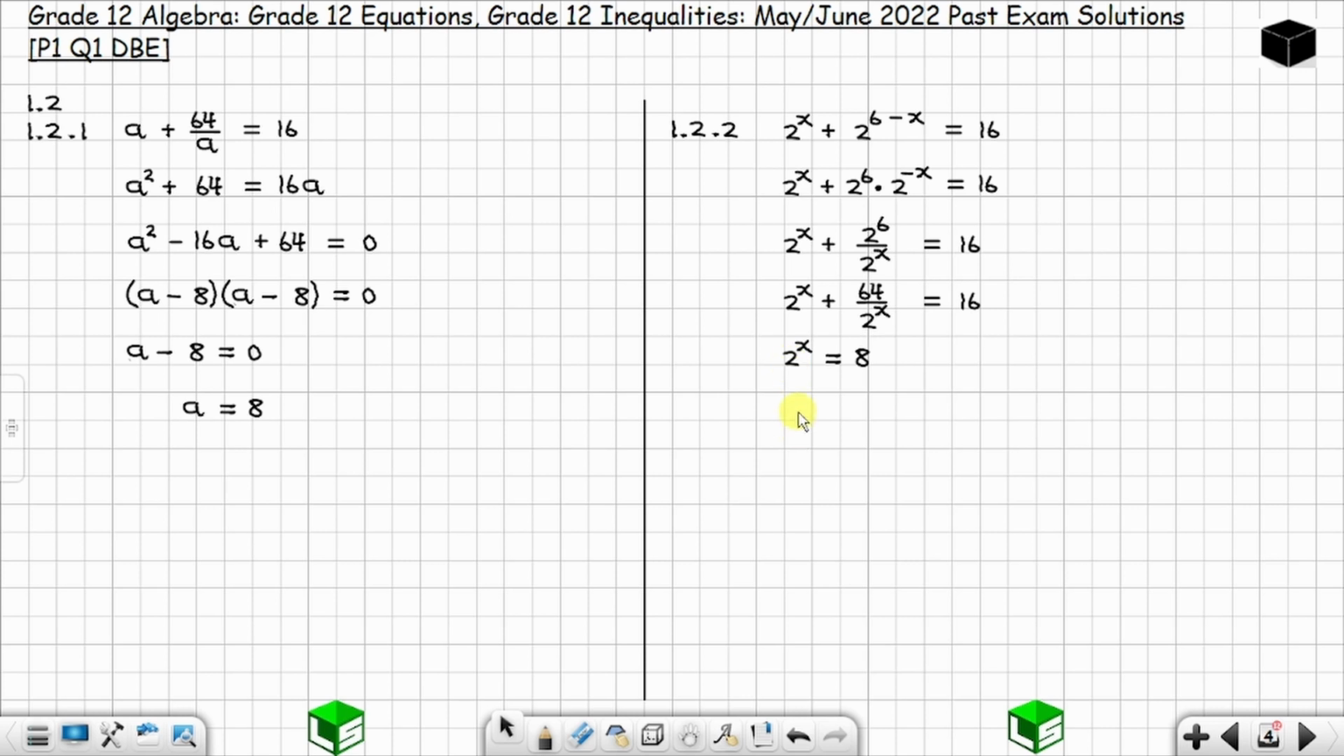And from here you have 2 to the power of x is equal to, this can be written as 2 to the power of 3. I want to have the same bases, okay? Now, when the bases are the same, you are going to equate your exponent. So x is equal to 3, okay? You have solved for this question. Let's move on to the next slide.